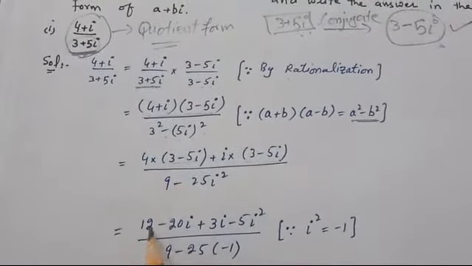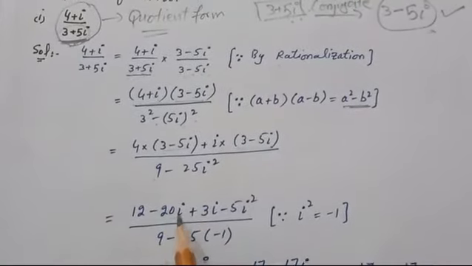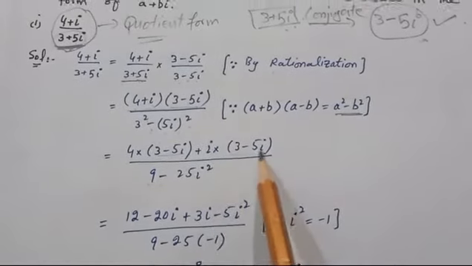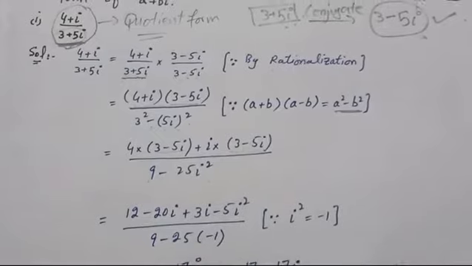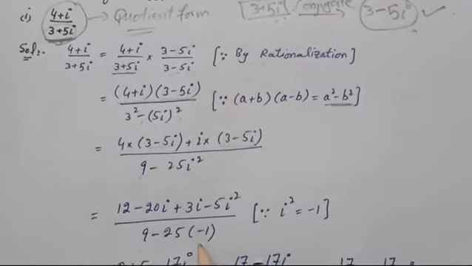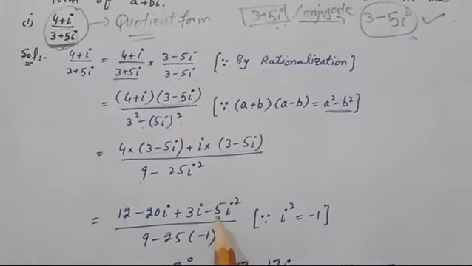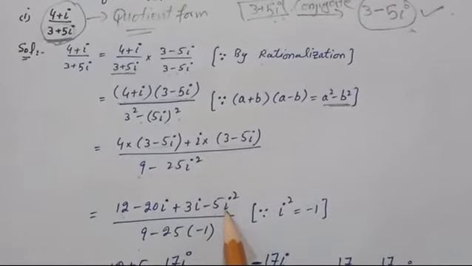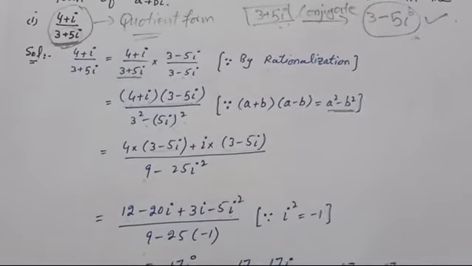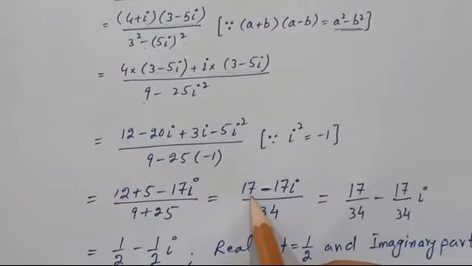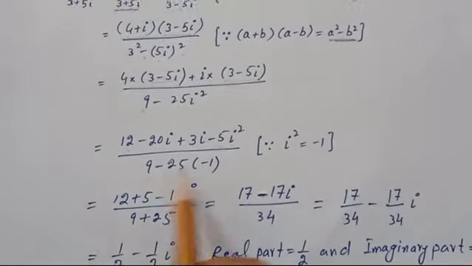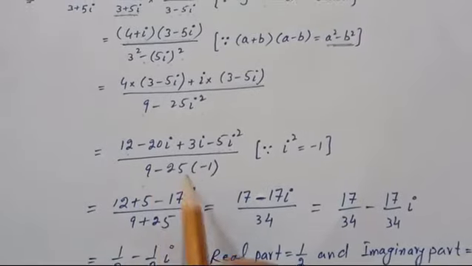Now 4 multiplied by 3 is 12. 4 multiplied by minus 5 iota is minus 20 iota, plus iota multiplied by 3 is 3 iota, plus iota multiplied by minus 5 iota is minus 5 iota square. In the denominator, 9 minus 25 iota square, where iota square is minus 1. So in the numerator this is 12 plus 5, because iota square is minus 1, and minus 1 multiplied by minus 5 gives plus 5. So this is equal to 17. Then minus 20 iota plus 3 iota is minus 17 iota. And in the denominator, 9 minus 25 times minus 1 gives plus, so 9 plus 25 is equal to 34.